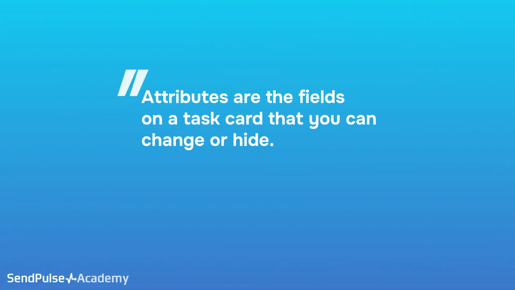Attributes are the fields on a task card that you can change or hide. To edit the attributes, go to the task board and click on Settings. In the General tab, you can change the board's name and color, add other people responsible, and delete the board. Next to this, you'll see other tabs. Let's go to the Fields tab.